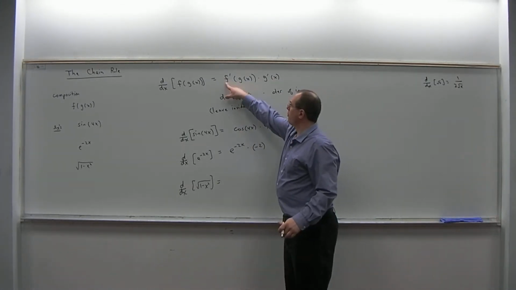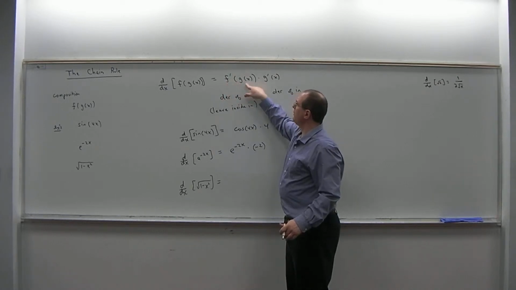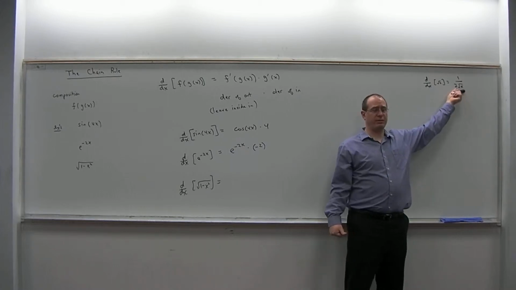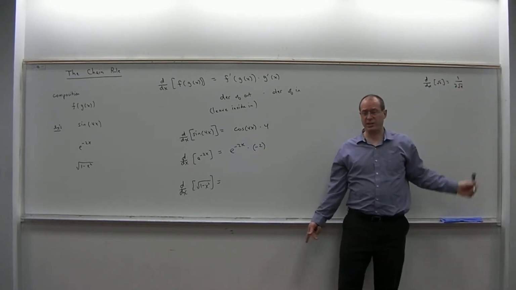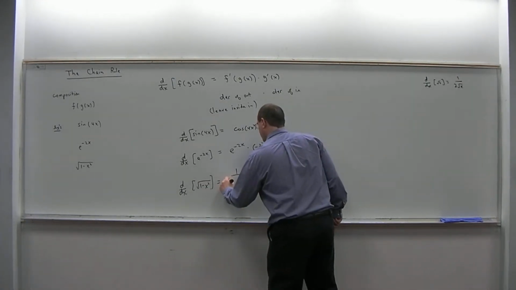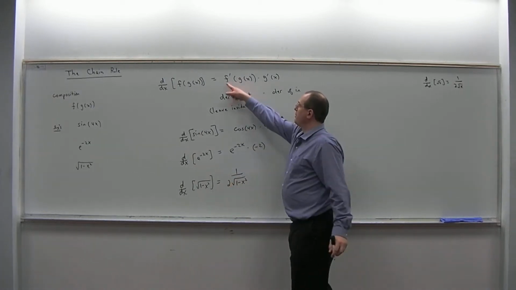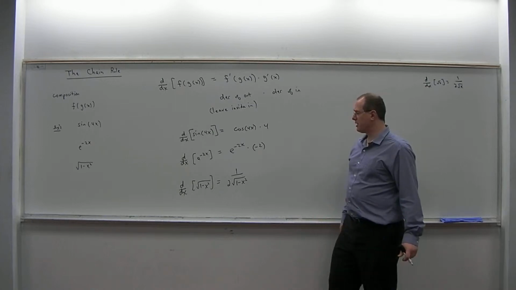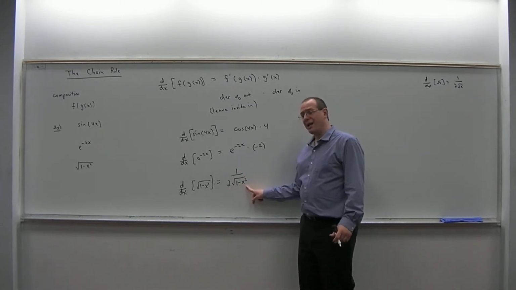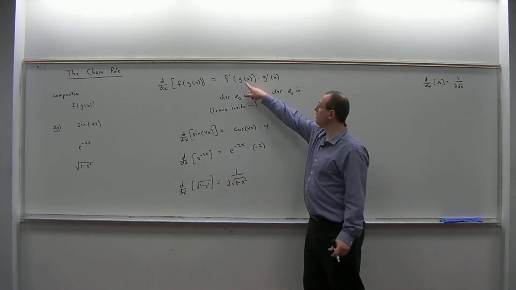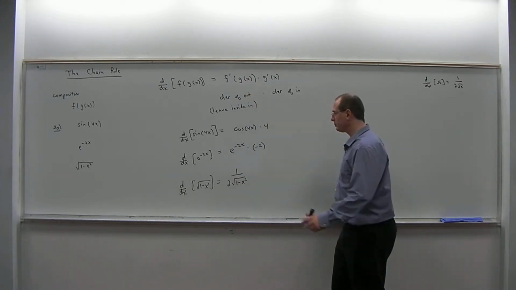So I want the derivative of the square root leaving the inside in. So instead of square root of x here in my derivative, I'm going to have square root of g of x, which is the inside function here, 1 minus x squared. So 1 over 2 root 1 minus x squared. That's my f prime of g of x, the derivative of the outside leaving the inside in. It's not 1 over 2 root x, it's 1 over 2 root g of x. F prime of g of x.